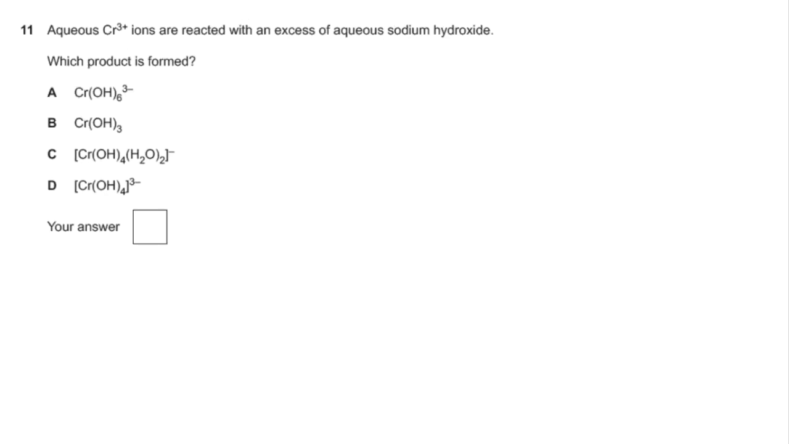Number 11. So in this one we need to stress that excess aqueous sodium hydroxide is used, and we need to have an awareness of the fact that only chromium 3 plus ions are affected by excess aqueous sodium hydroxide. All the others are just going to give you the precipitate, so we're not going to be left with Cr(OH)3, so we can rule that one out straight away. All 6 water molecules are involved, and so the answer is A.